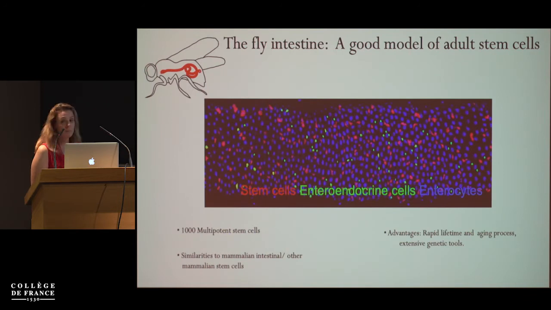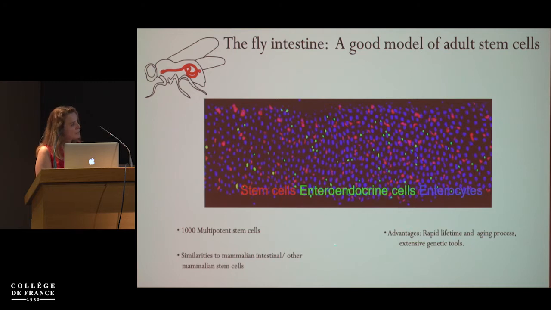So this is the model system that my lab uses. It's the adult intestine of the fly. So there are around 1,000 multipotent stem cells. They're shown here in red. They divide and produce two types of terminally differentiated cells, enteroendocrine cells that are in green, and enterocytes in blue, so much like the mammalian intestine. They have similarities not only to mammalian intestinal stem cells, but also other types of mammalian stem cells, such as those in the airways or the lungs and the skin as well. So we use this really as a model system just to understand stem cell biology in general.